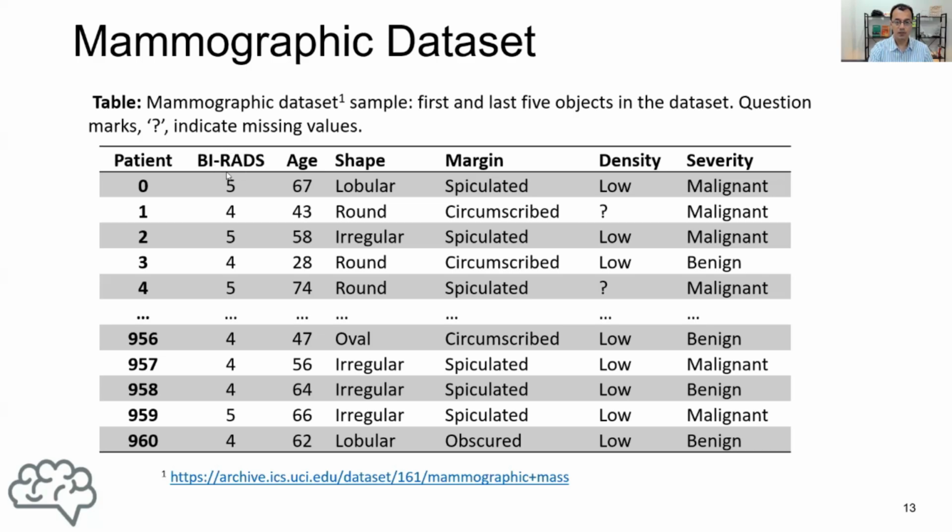First variable that we have here is the BI-RADS. This is a score that is given by the radiologist. Then we have the patient's age and the three variables associated with the mass visualized in the exam: the shape, its margin, and its density. And finally, we have our target or goal variable, which is the severity level obtained by the exam. And the severity level can be either malign or benign.